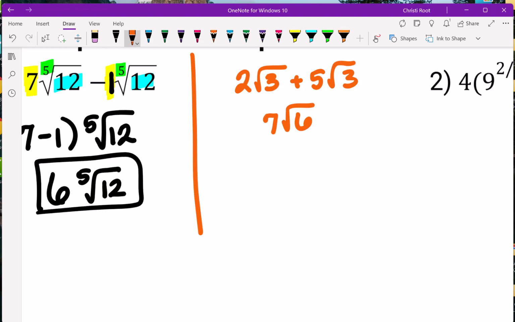It says you've got 2 square root of 3s. You've got 5 square root of 3s. So you have 2 plus 5 gives you 7 square root of 3s. You never change the index and never change the radicand when you're adding and subtracting, okay? So make sure that you understand that you never subtract the 3s or whatever's under your square root.